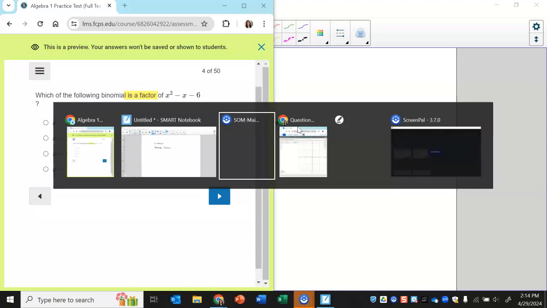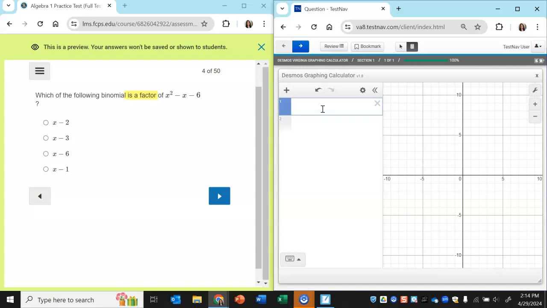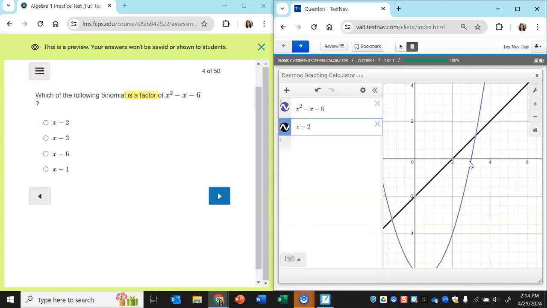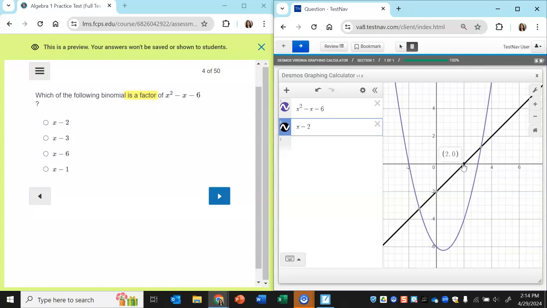Okay, so then let's go ahead and plug it in. I see 2 x-intercepts here. Don't worry about what the numbers are, just worry about what the factors are. So I'm going to go ahead and press the first one, x minus 2. Notice that they don't have the same x-intercept, which means that this is not a factor. I'm going to cross that out.